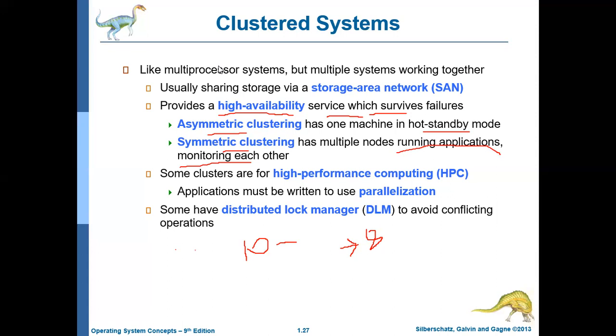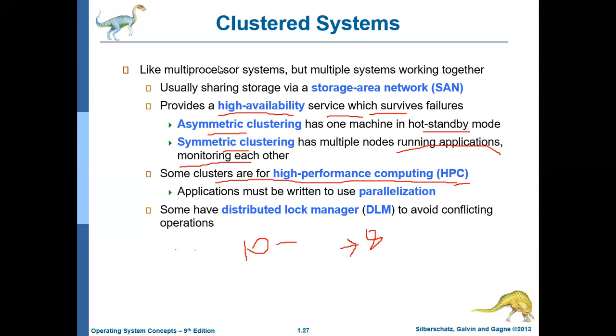Some of the clusters are also called high performance computing, because if you add more nodes to the cluster, the performance will obviously increase. So clustered systems are basically used for high performance computing, to increase the performance of computing.